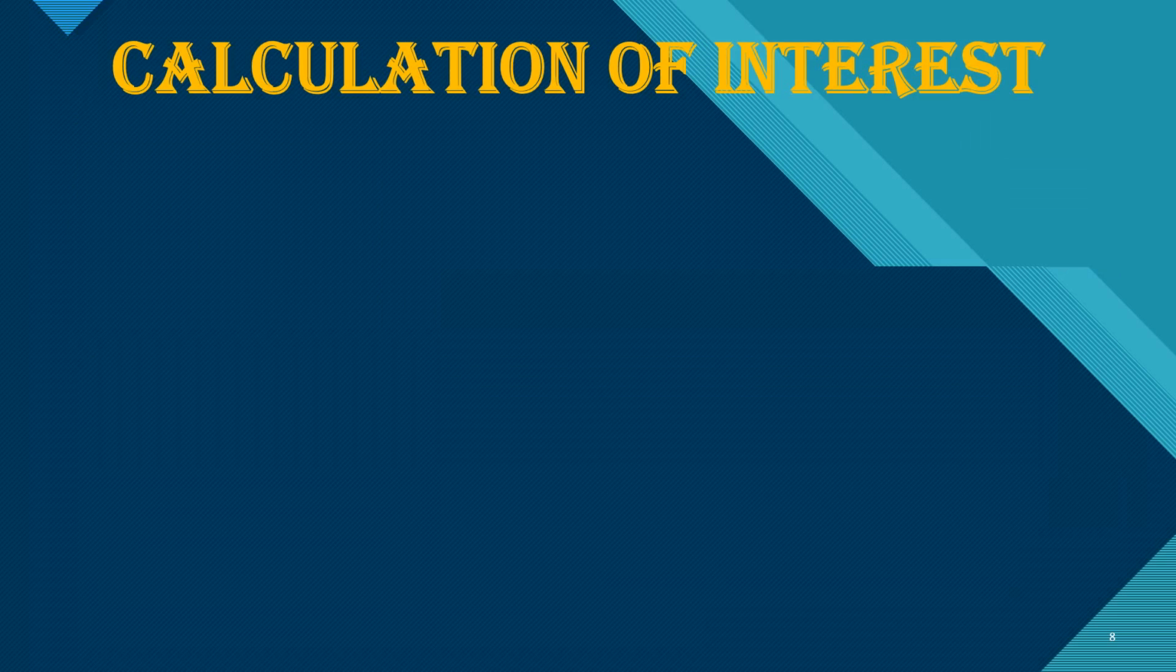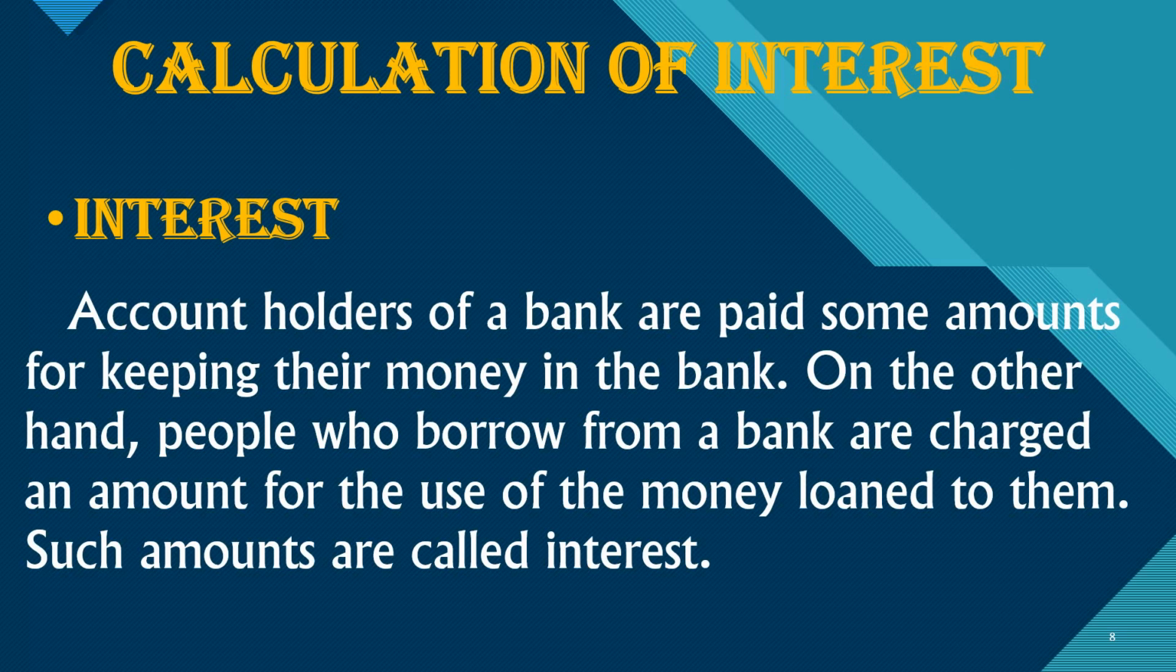Now we will see the calculation of interest. First we will see what is interest. Here, account holders of a bank are paid some amounts for keeping their money in the bank. On the other hand, people who borrow from a bank are charged an amount. The use of the money is loaned to them. Such amounts are called interest.